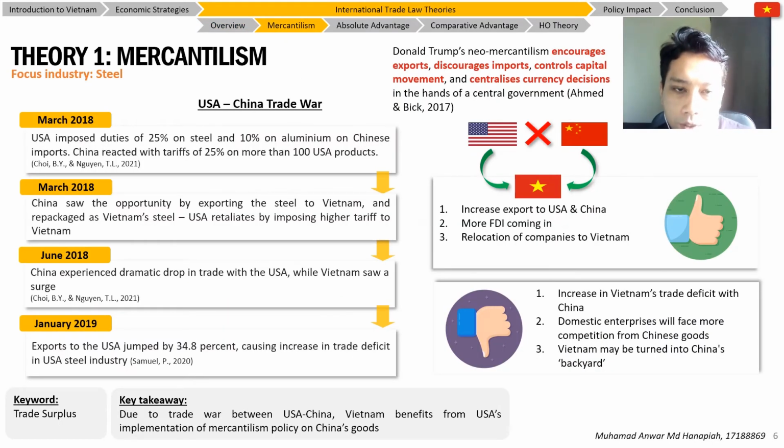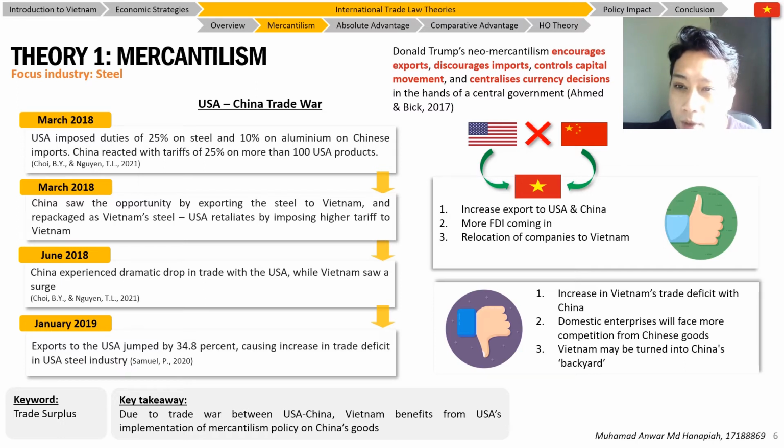Okay, so let's now take a look at the first theory, which is mercantilism. As previously mentioned by Crystal, mercantilism focuses on gaining more trade surplus by exporting goods to other countries and trying to reduce trade deficit by reducing imports into the country. During Donald Trump's administration, to achieve mercantilism, they imposed higher tariffs on Chinese imports especially, and China reacted by imposing higher tariffs on the USA. When a higher import tariff is imposed on a certain country, fewer goods are imported. So when the trade war occurred, both parties had to find new trading partners, which in this case is Vietnam.